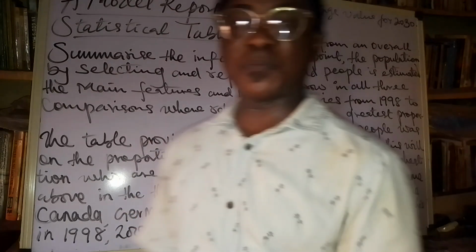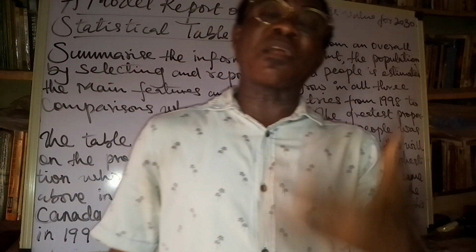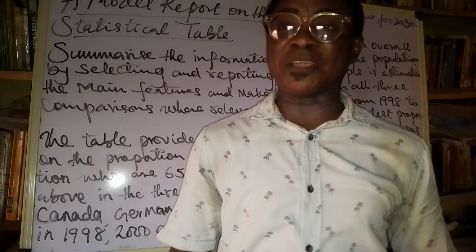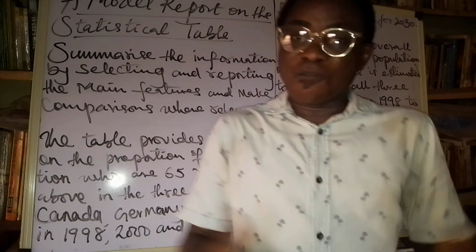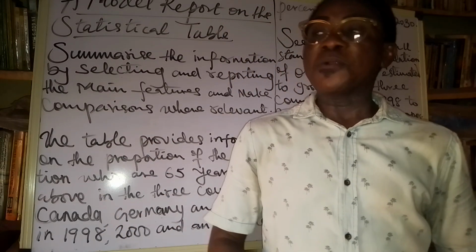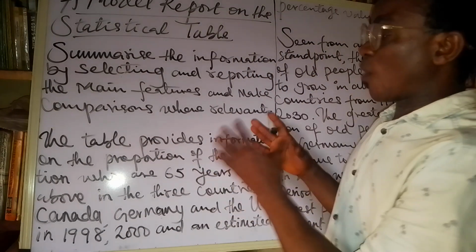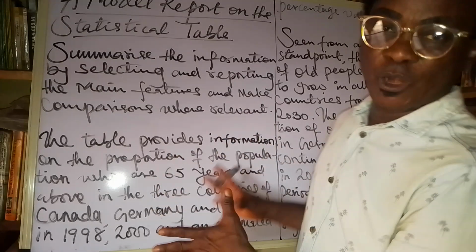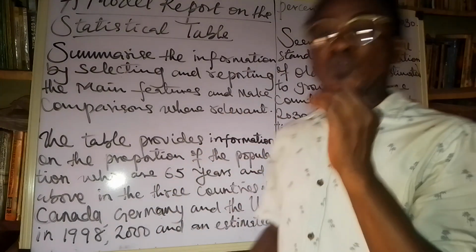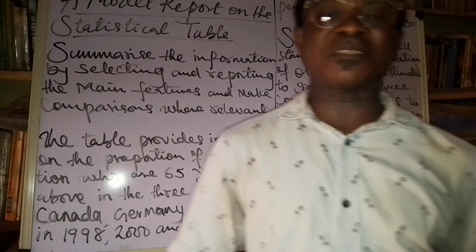Now, after this first paragraph, the second paragraph is called the overview. It is called the overview or an overall because it discusses what can be seen on the economic model, that is the statistical table, at a glance without having to quote figures.